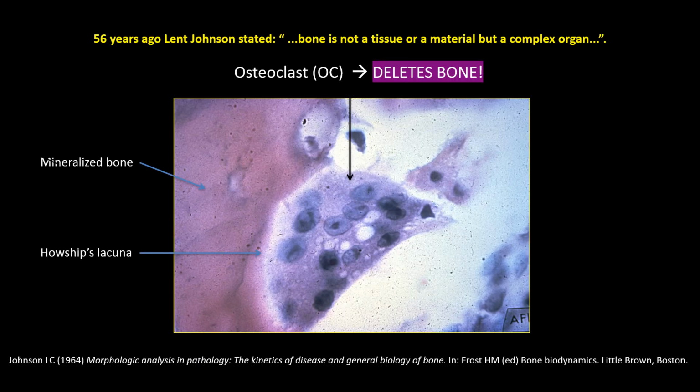56 years ago, Lent Johnson stated, "Bone is not a tissue or a material, but a complex organ." A pathologist and biochemist, he painstakingly reviewed the osteoclast, the multinucleated giant cell pictured above, sitting in a sharp-edged cavity, a Howship's lacuna, the site of bone deletion.